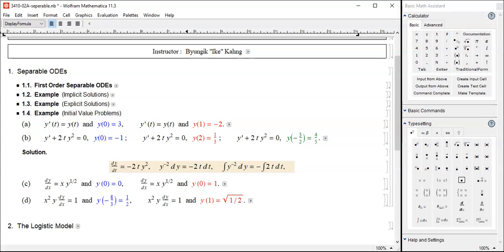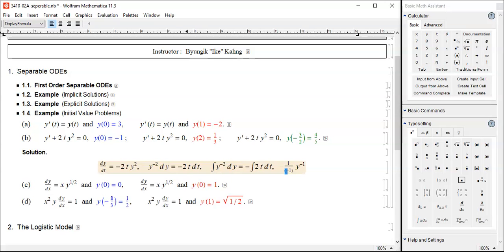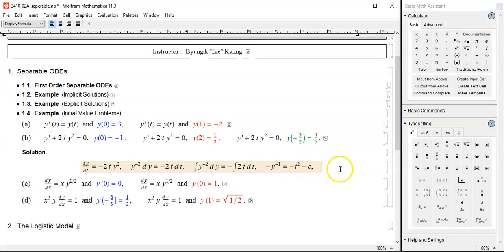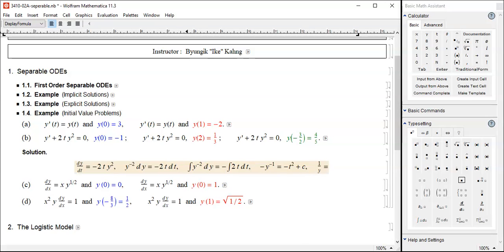Now let's take the antiderivative: y to the negative first power, add 1 to the power, and divide. Minus t squared plus c. Does it look okay? One over negative 1, that's actually just negative. Therefore, I'm having 1 over y equals t squared minus c. Did I get it?